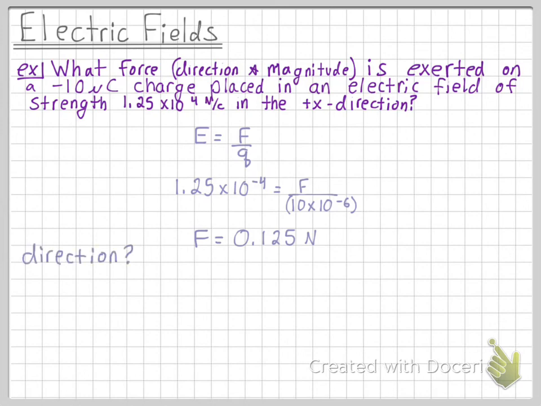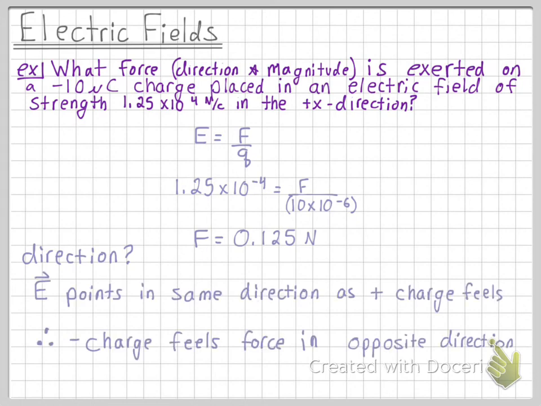And finally, we have to find the direction of the force. We know that the electric field points in the same direction of force a positive test charge feels. And we know that it is the opposite direction for the negative test charge. So since this was a negative test charge, we know that the force must point in the opposite direction, and therefore it is going to be pointing in the negative x direction.